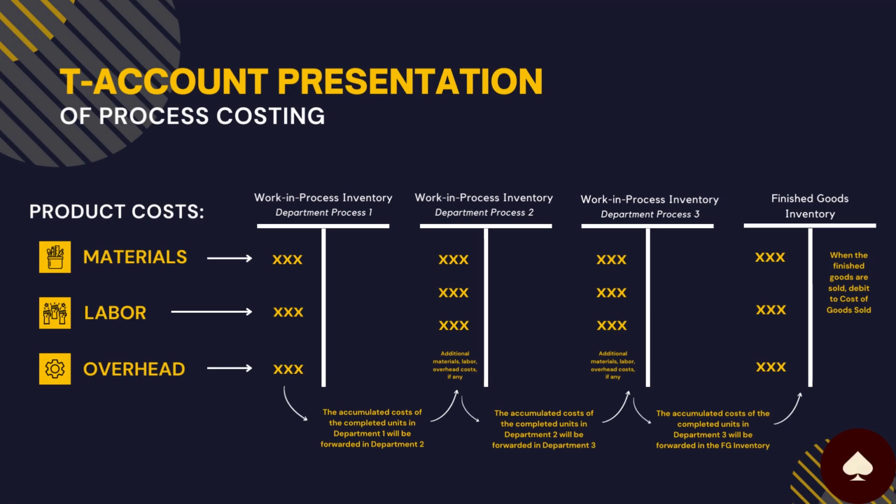When the process in Department 3 is done, the accumulated cost of the completed units in Department 3 will be forwarded to the finished goods inventory. Once the finished goods or the products are sold, the entry for that is a debit to cost of goods sold and a credit to finished goods inventory. Hence, in the posting, cost of goods sold is debited and finished goods inventory is credited.